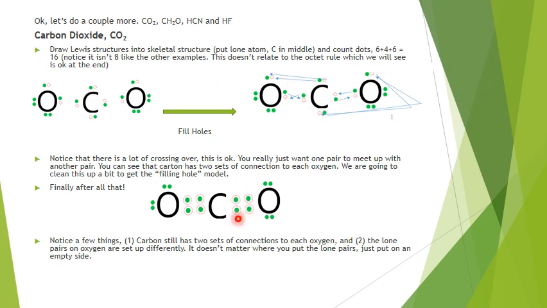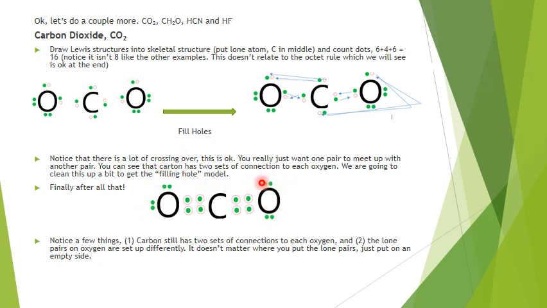And when you do that, you count your dots. 2, 4, 6, 8, 10, 12, 14, 16. Voila. The carbon still has two sets of connections. Each carbon has two sets of connections to each oxygen, 1, 2, 1, 2. And there are lone pairs on each oxygen, two sets of lone pairs.